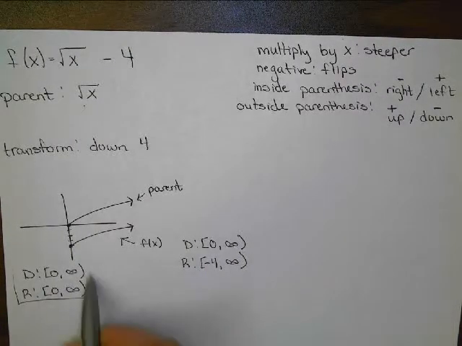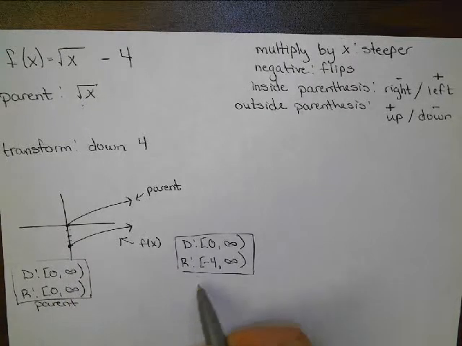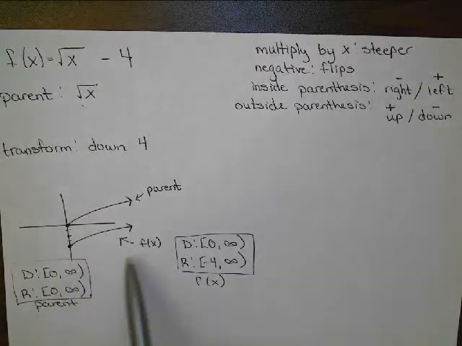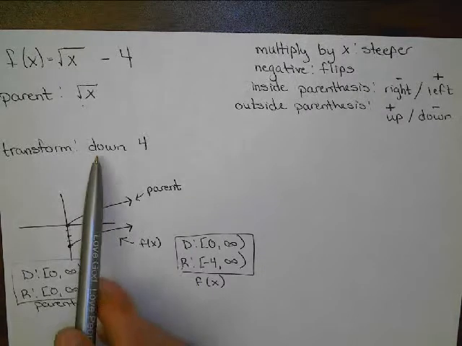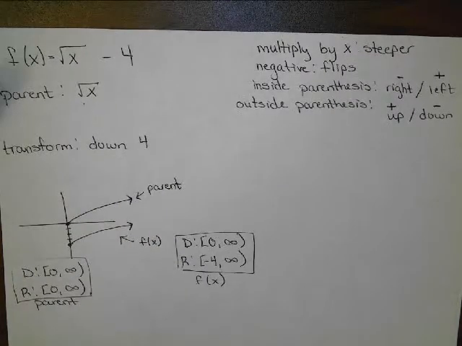So this was my domain and range for my parent function, and this is my domain and range for f of x, the transformed one. That's how I use my parent function to figure out what the domain and the range are for my transformed function. The reason that I know that only the range changed is because in my transformation, I only moved down 4. I did not move left or right at all. Let's do another one.